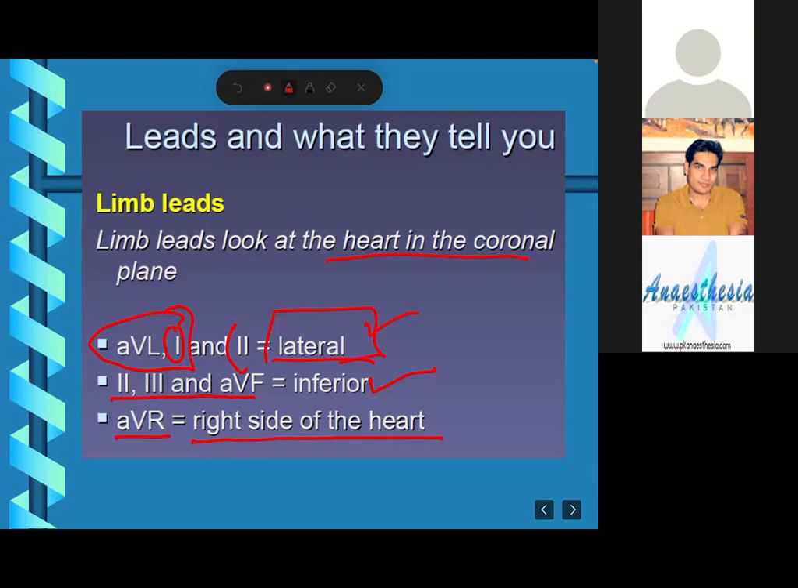Lead 1 and AVL are the high lateral leads. Leads 2, 3, and AVF are the inferior leads, showing the inferior wall of the heart. AVR normally demonstrates the right side of the heart.